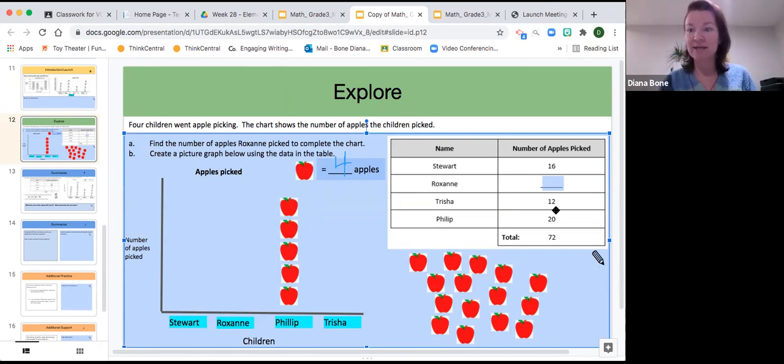And when I look at my data chart, my data table, did he pick 20 apples? He sure did.